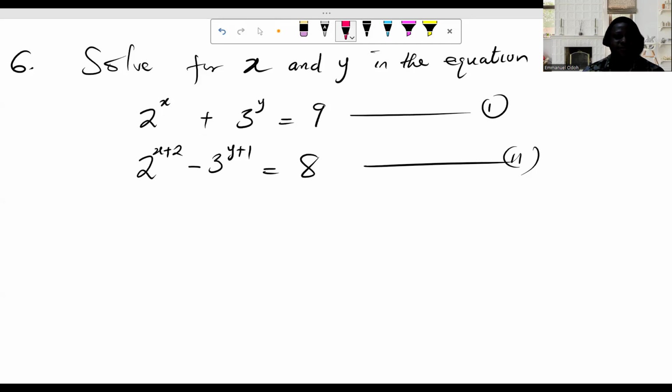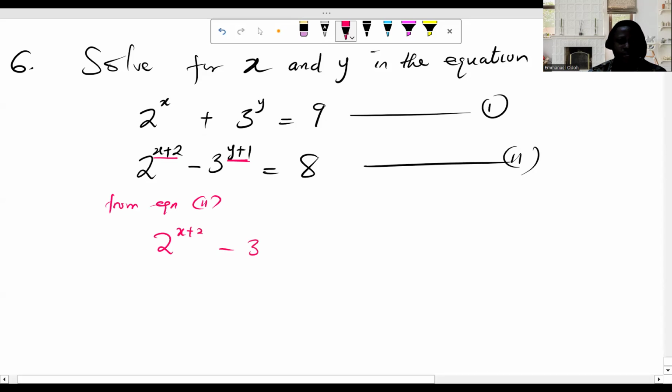Since this, we don't have much problem with equation 1. Where we have much problem is equation 2, because we are having 2 terms as a power. So what we're going to do is work on equation 2. From equation 2, we have that 2^(x+2) minus 3^(y+1) equals 8.